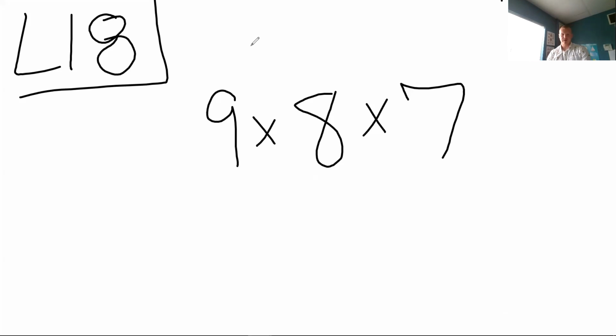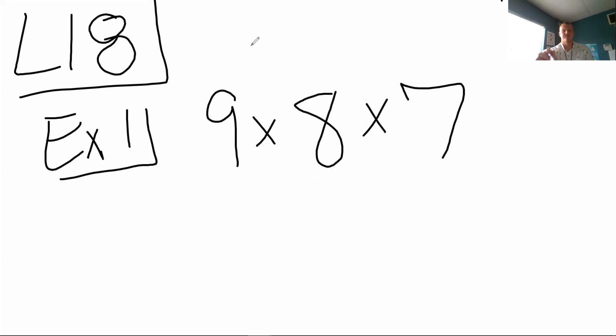So knowing that, let's try and multiply them together. Example 1, I have 9, I have 8, and I have 7. How would I go about doing this problem? Evan, how am I going to do this? What should I start with? Yep, 9 times 8. I'm going to work from left to right, just like I read. 9 times 8, which is going to be what, Evan? What's 9 times 8? Okay.